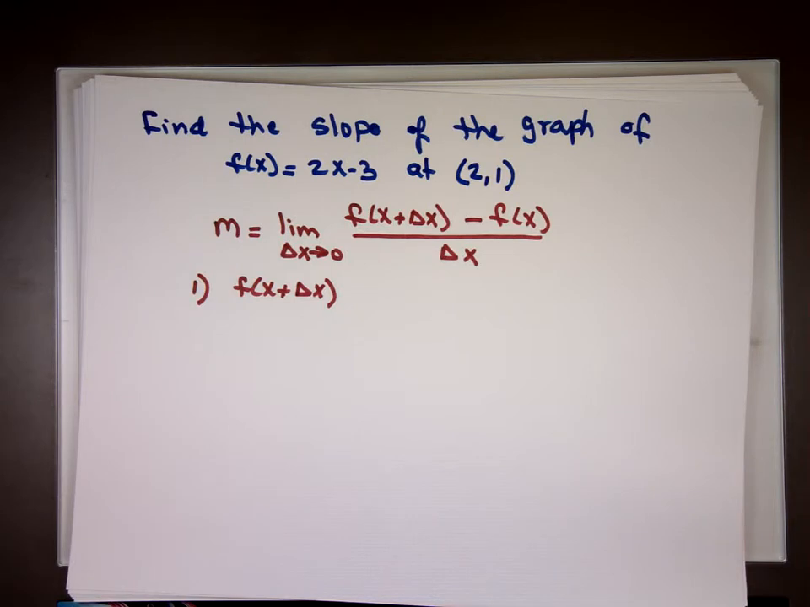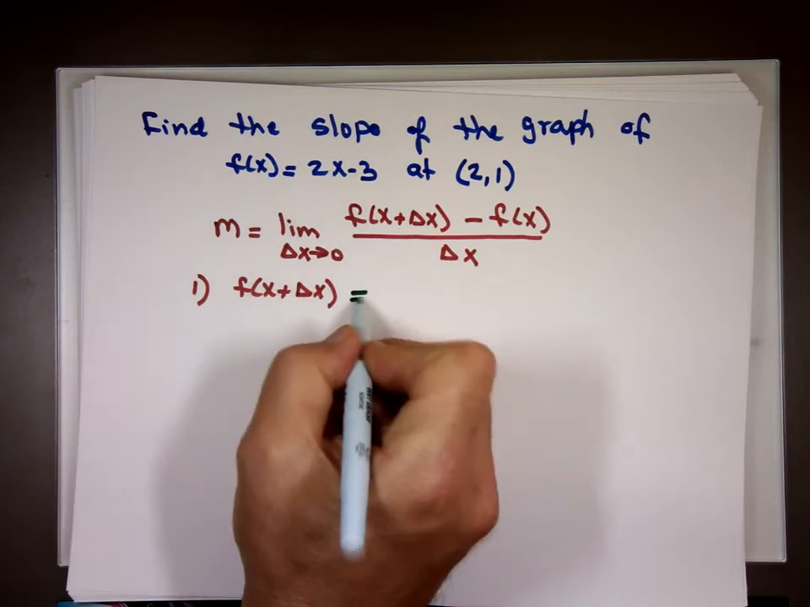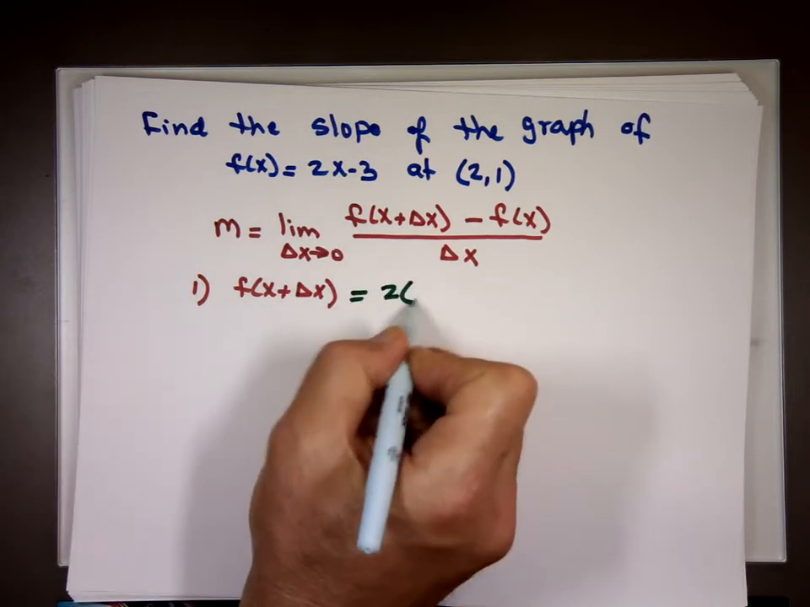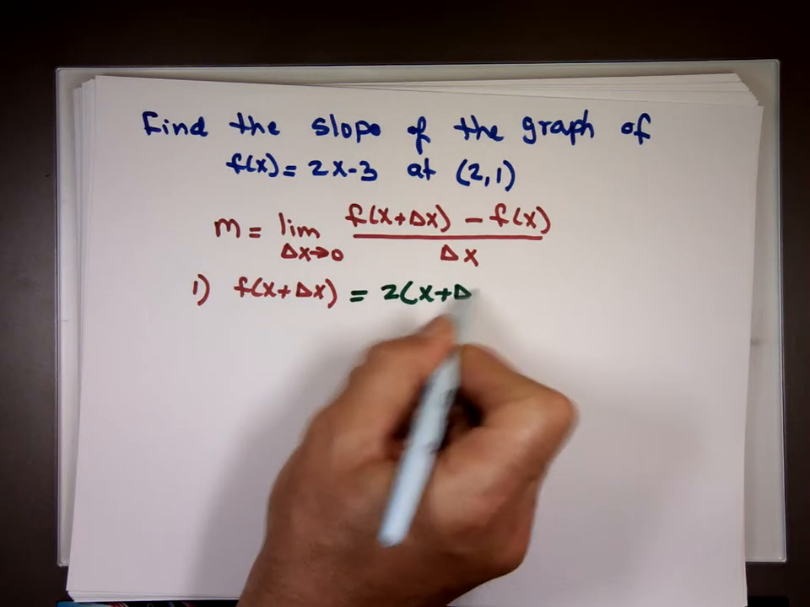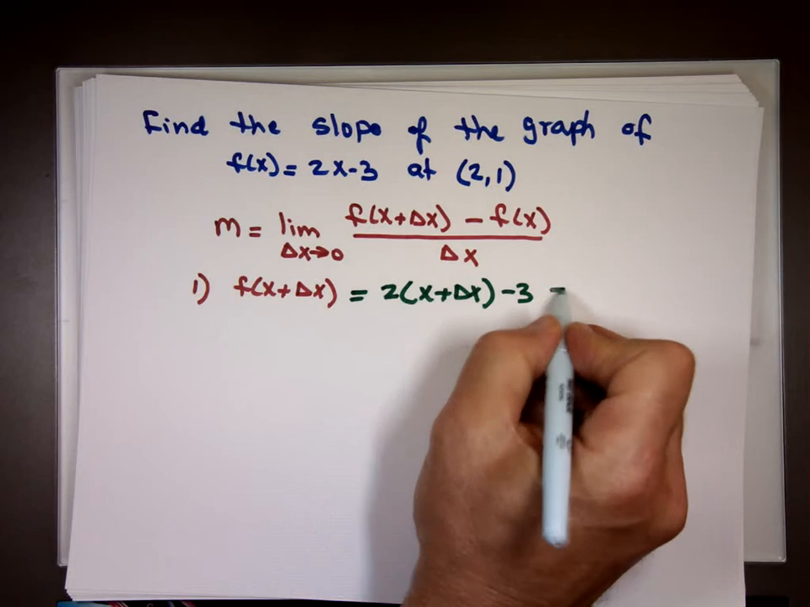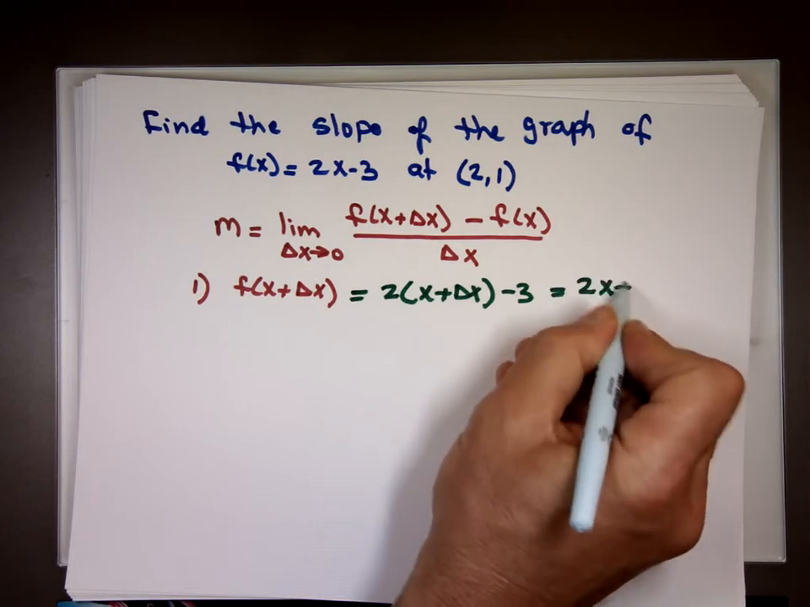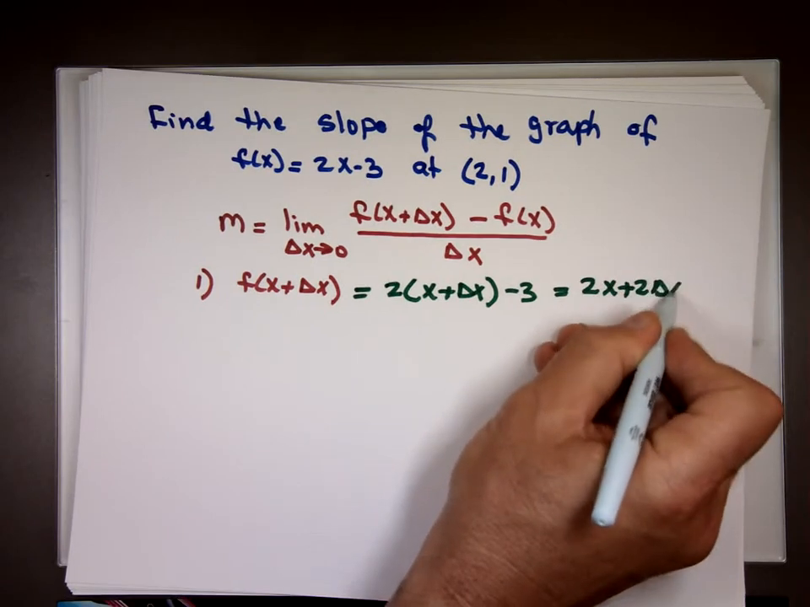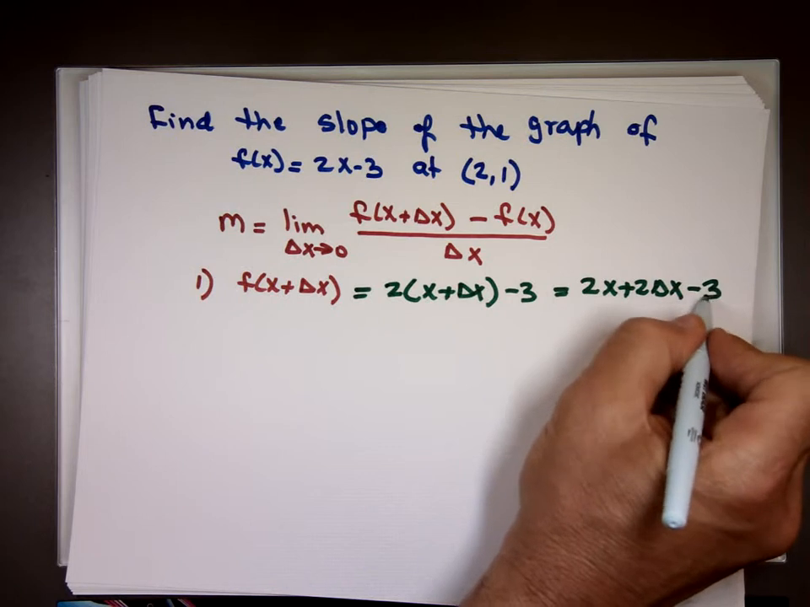What do we do here? We go to this function, replace x with what? X plus delta x. And what do we have? 2x plus 2 delta x minus the 3.